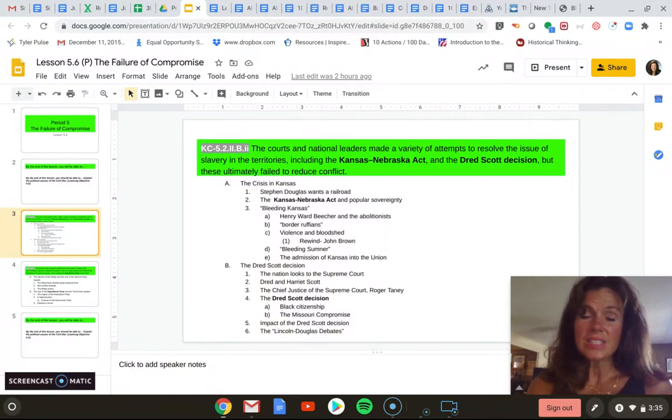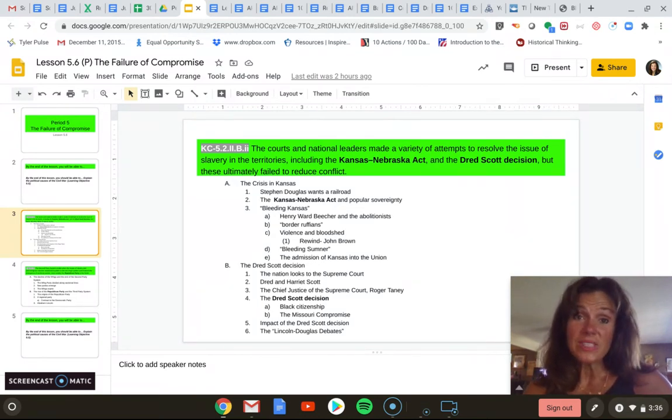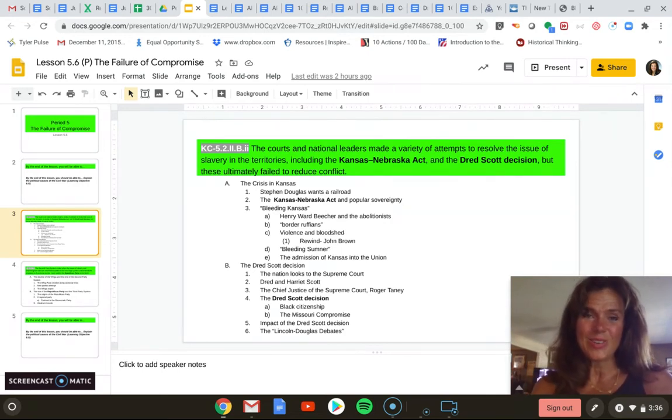In fact, it is the idea of popular sovereignty and expansion of slavery into the territories that Democratic Senator from Illinois, Stephen Douglas, and his Republican contender for the Senate seat, Abraham Lincoln, debate about. This is a series of debates in 1858 that are throughout the state of Illinois. They go down in history as the Lincoln-Douglas debates.